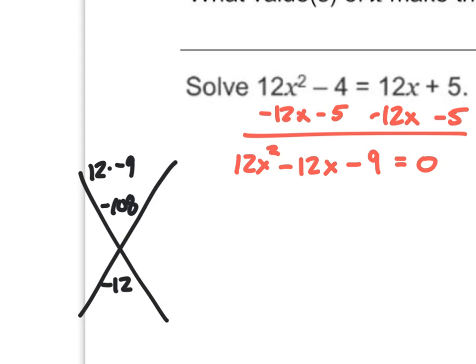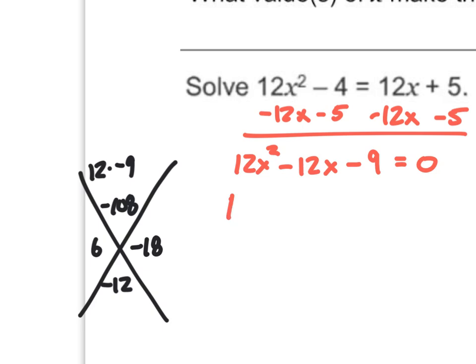And those two numbers, it might take you a bit to figure out, but two numbers that multiply to negative 108 and add to negative 12 would be positive 6 and negative 18. If I multiply these two numbers together, they give me negative 108, and if I add them together, they give me negative 12. So what I'm going to do is this.